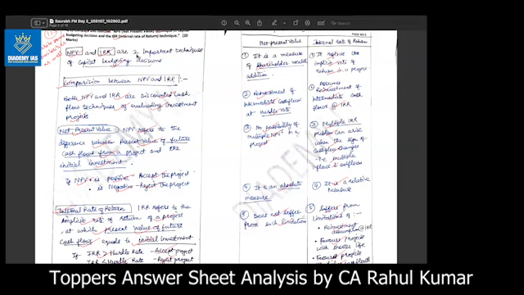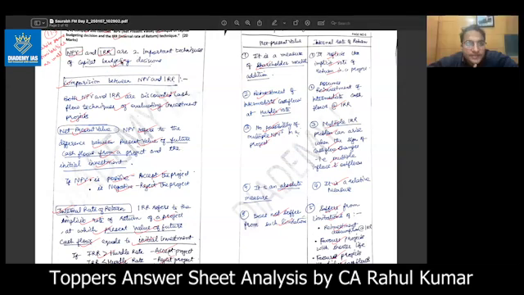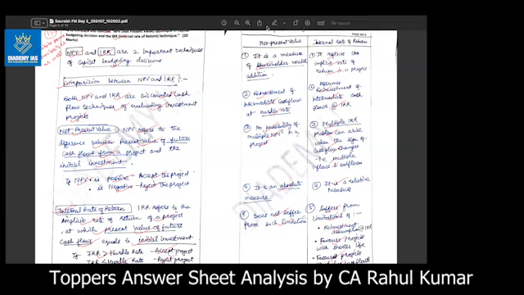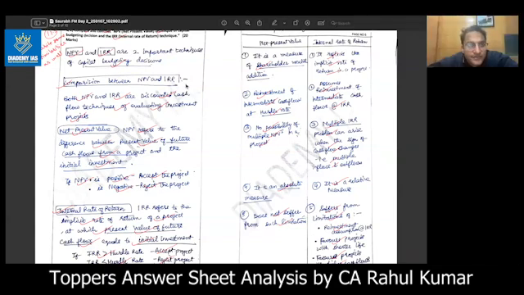Yes, sir. Okay, fine. So please see this question. Compare and contrast the NPV technique of capital budgeting decision and the IRR technique. NPV and IRR are two important techniques of capital budgeting decisions. Comparison: both NPV and IRR are discounted cash flow techniques of evaluating investment projects.